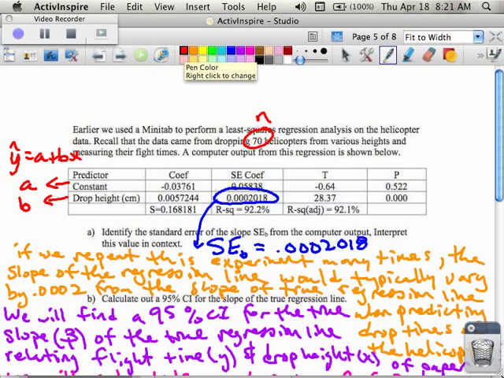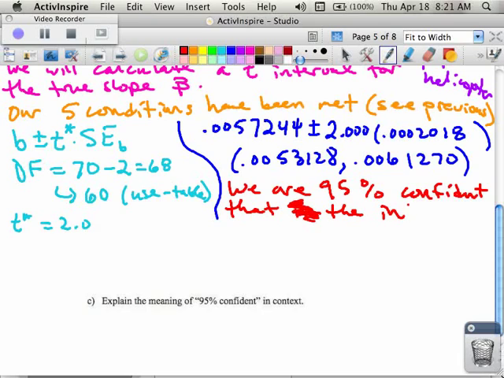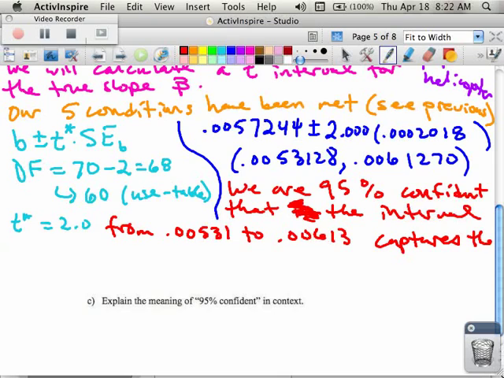So in our conclusion, what we're going to be saying is that we are 95% confident that the interval from 0.00531 to 0.00613, notice how I changed them to the numbers, captures the slope of the true regression line. I think you just go with slope.